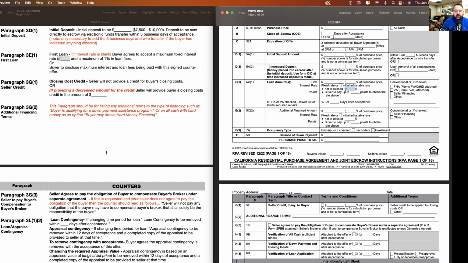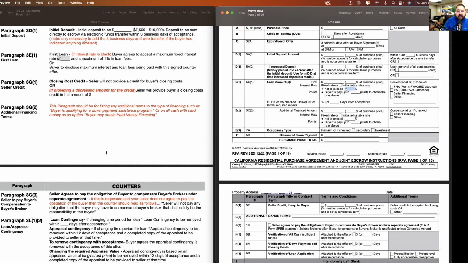writing BPR in there, because it doesn't call for letters. It says not to exceed blank percent. That's a number it's asking for. So BPR is not a legitimate request for maximum interest rate. And what BPR is, for those of you that know, is best prevailing rate. And the reason that doesn't work is that's very vague. What does that mean, best prevailing rate?